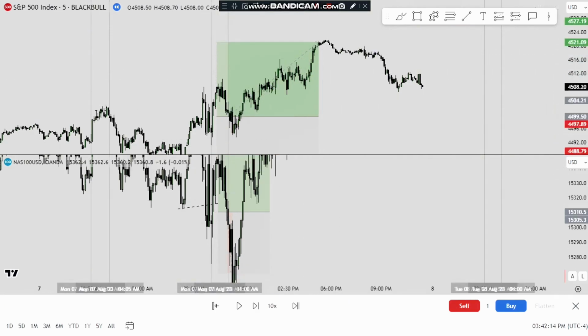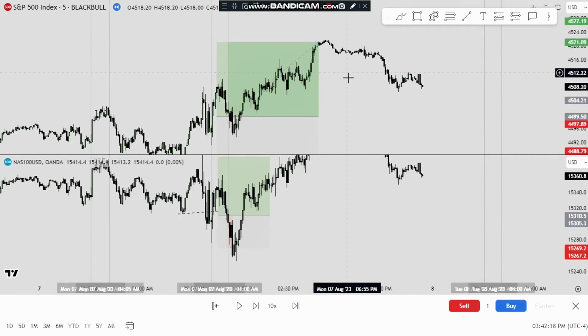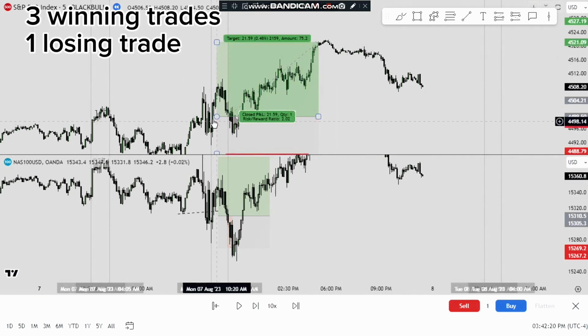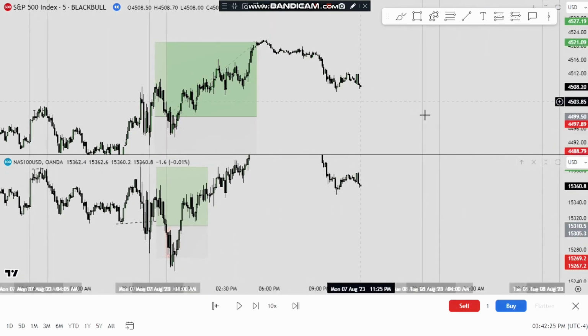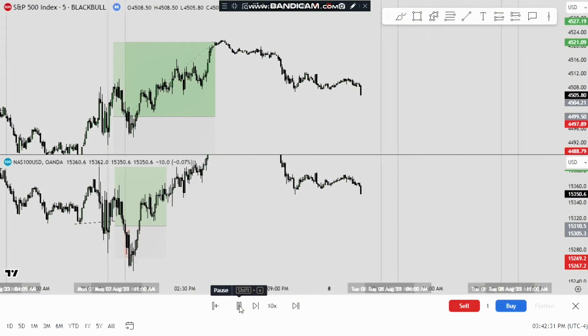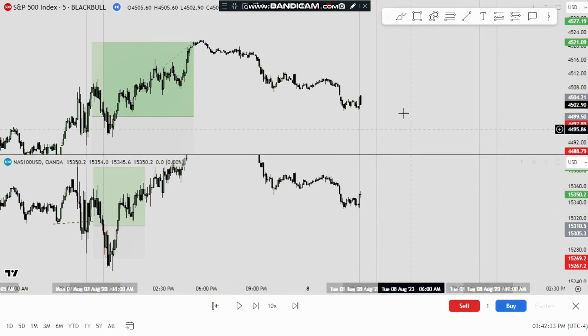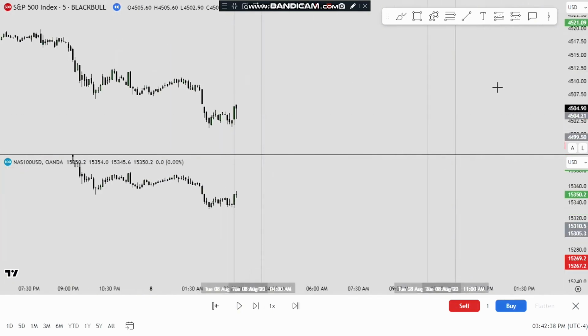So again, this trade went into loss, and this one reached the target. So 3 trades reached the target, and 1 trade is the losing trade so far. Let's see what happens next. Okay, so let me slow it down.